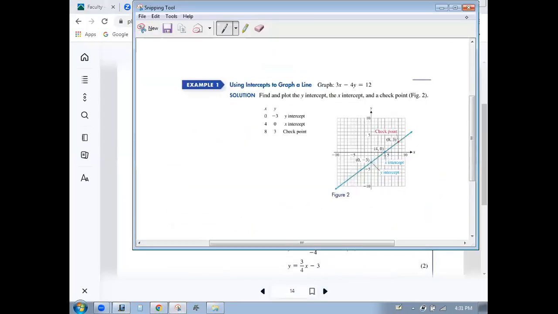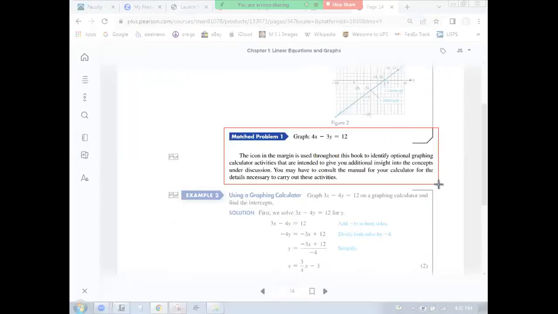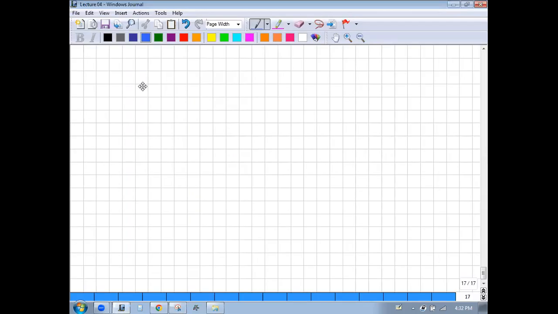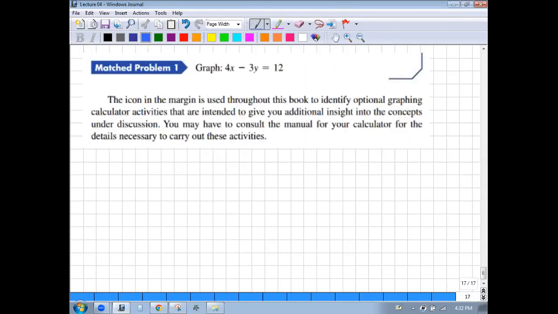Let's look at a matched problem here. And the concept is pretty simple, but there's a lot of subtleties, right? Let's look at this, all right? I want to graph this thing. So I want to just quickly give you a graph, a visual representation of all the solutions.